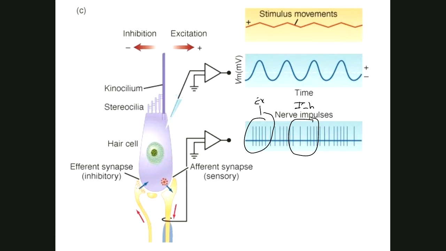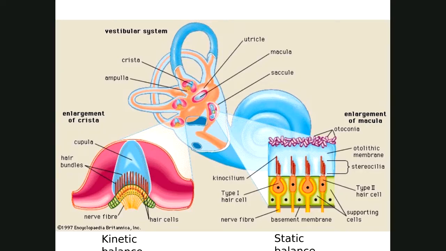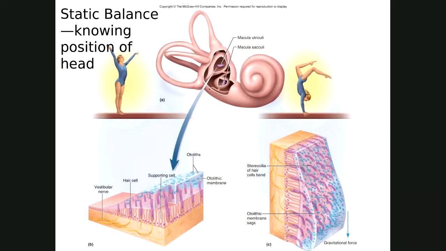And so what it's going to do is we're going to create action potentials depending on which way we bend the hair cells. So let's look at static balance first, and then we'll come back and look at kinetic balance. But let's look at static balance. Remember, it's knowing what position your head is in. The two organs, they're called macula. And there's one in the utricle and there's one in the saccule.